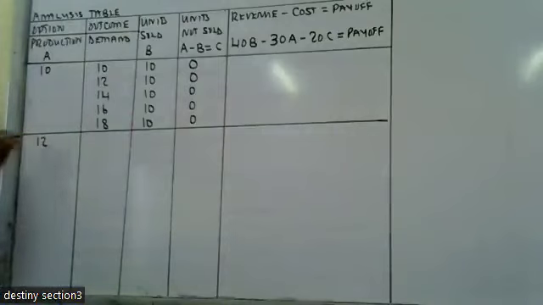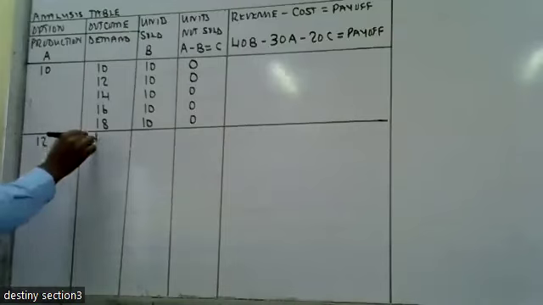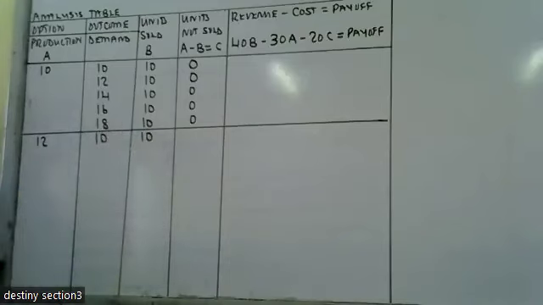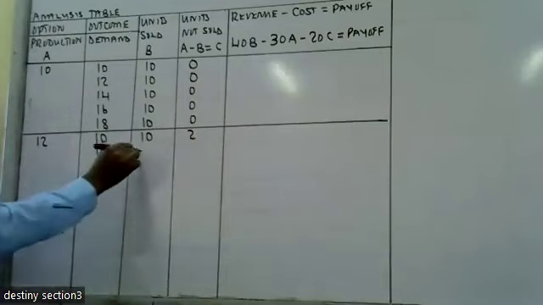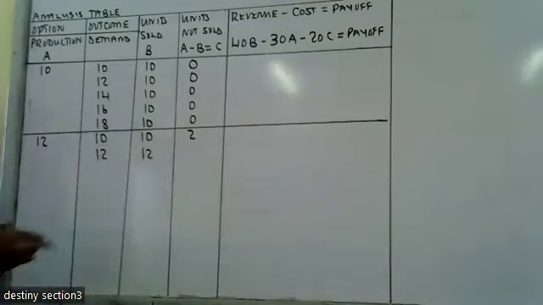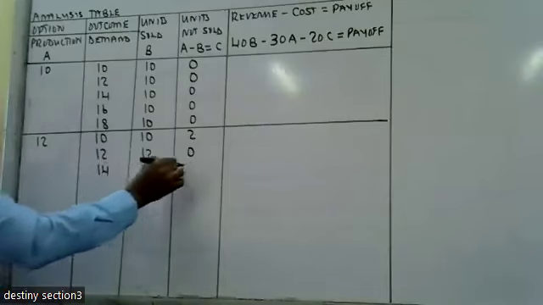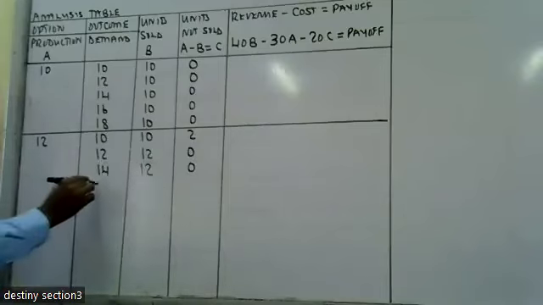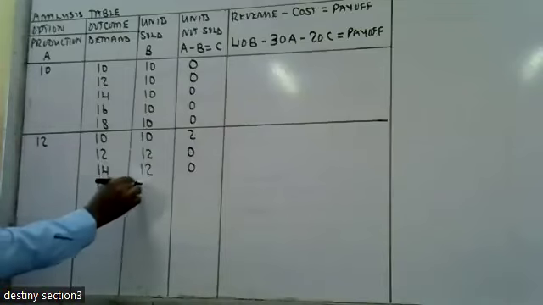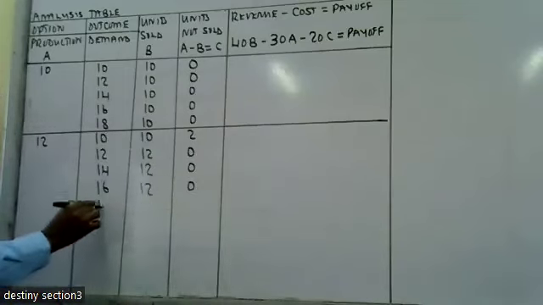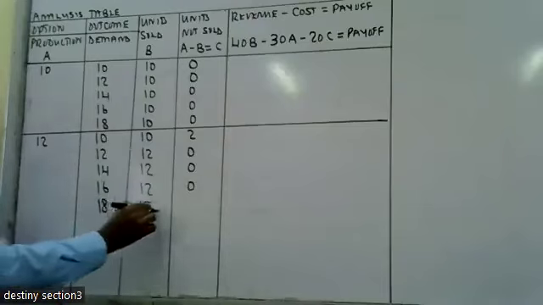Let us assume they produce 12. They now produce 12. But wale wateja wamekuja, they are 10. So they sell what? 10. How many remain unsold? 2. If 12 customers come, they sell 12. How many remain unsold? 0. If 14 come, they sell 12. 0 remaining. If 16 customers come, they sell 12. 0 remains. If 18 customers come, they sell 12 with 0 remaining.